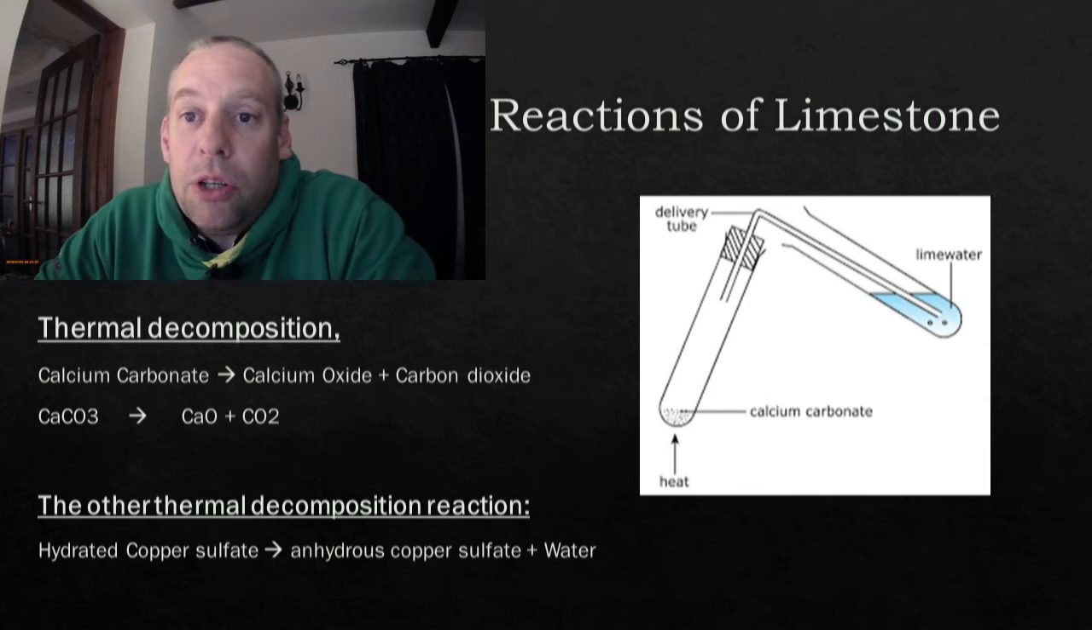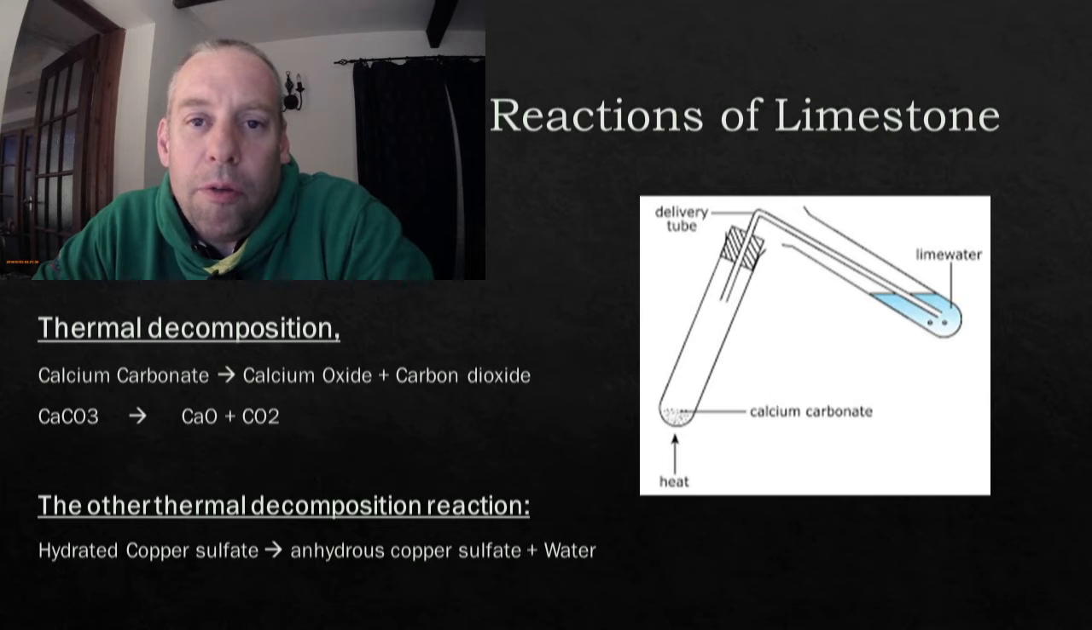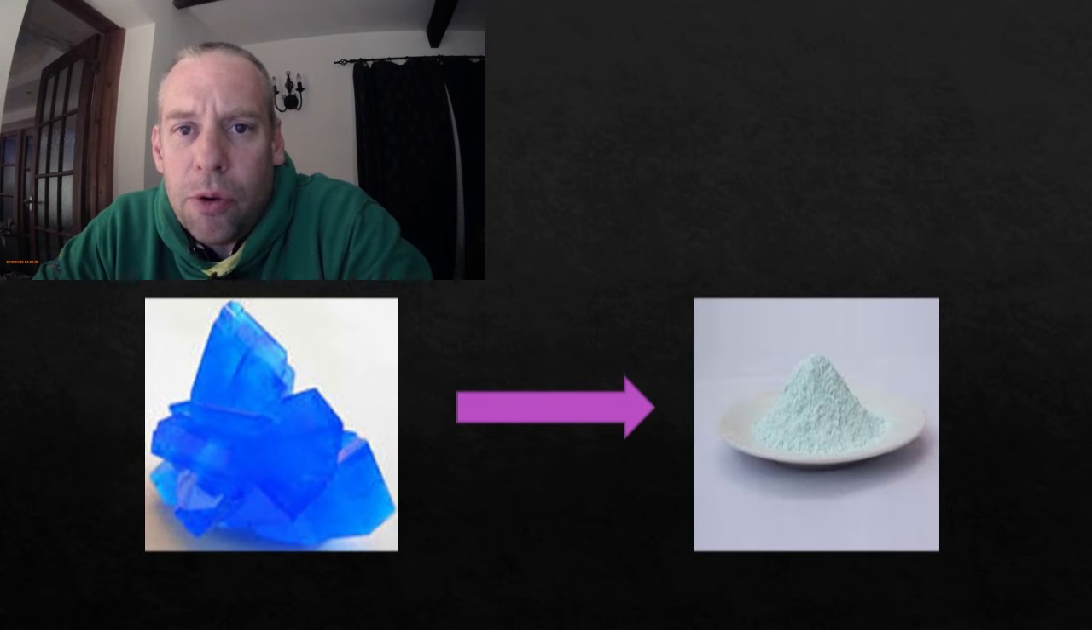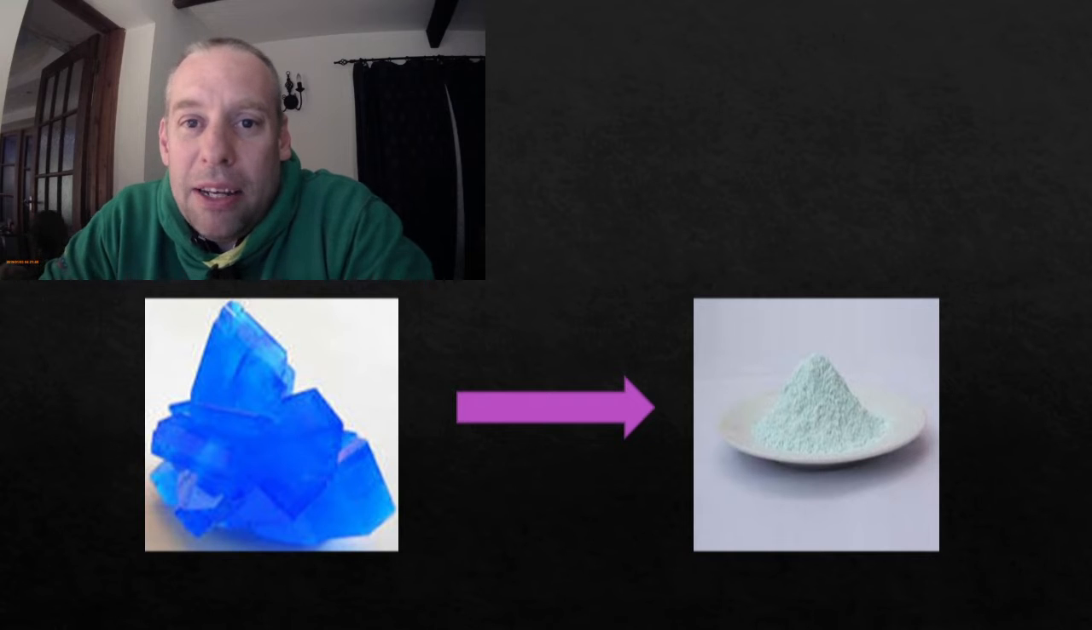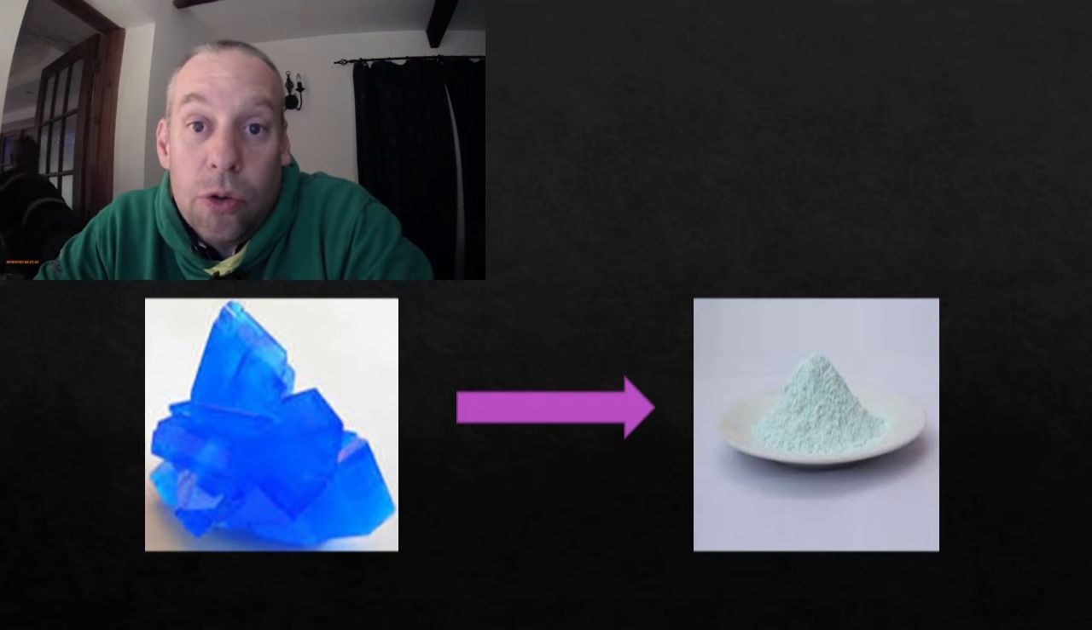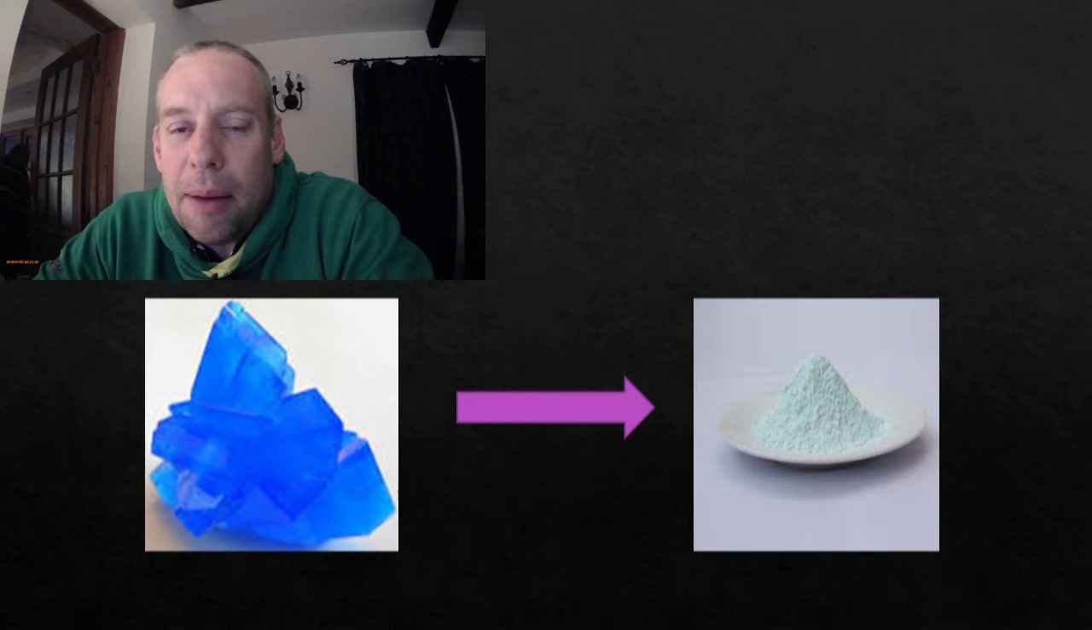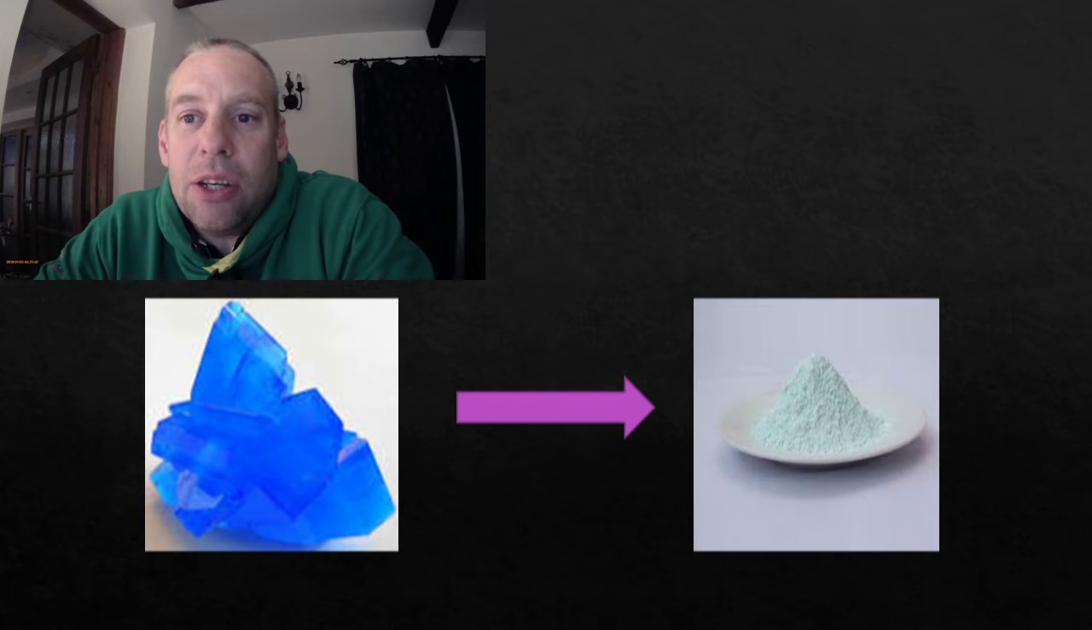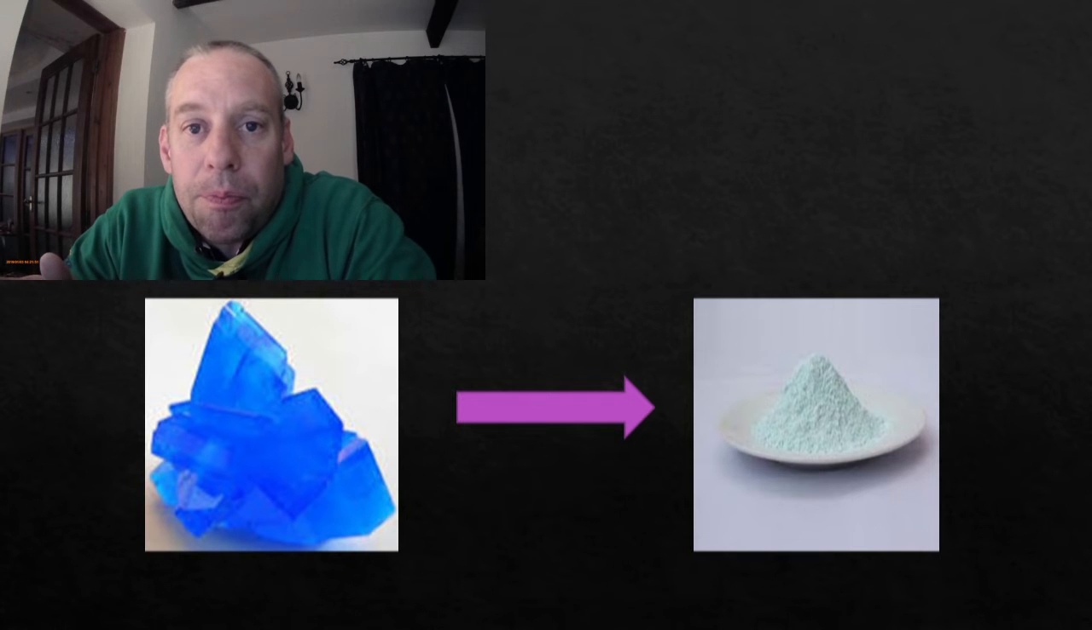Now, I did want to point out at this point there is another thermal decomposition reaction that the ISEB syllabus says you need to know, and that is the old copper sulfate. So the copper sulfate, those lovely blue crystals, if you heat them, they lose the water. They're hydrated to start with, which gives them that blue colour. So when you heat copper sulfate crystals, they actually turn white and you get steam coming off.